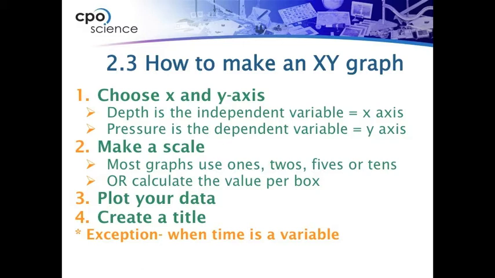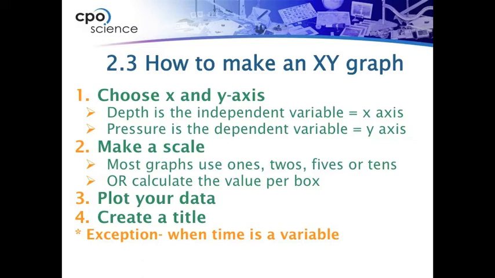But you want to pick which variable goes on the X and which variable goes on the Y. In this instance, the independent variable, because that's depth, that's what you change, goes on the X. The independent variable is always placed on the X axis. The dependent variable is always placed on the Y axis. So you're going to put depth on the X, pressure on the Y.